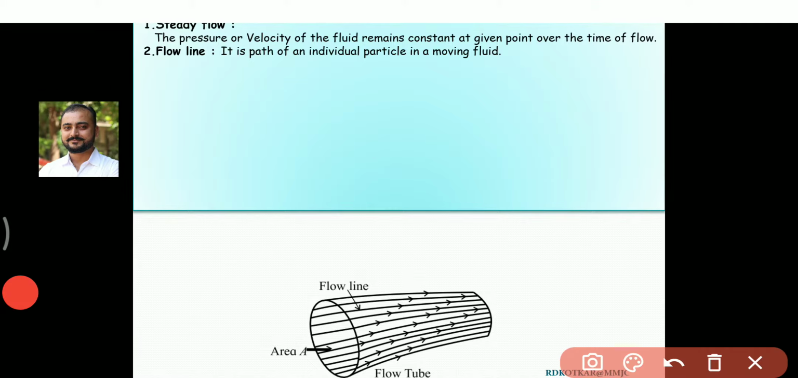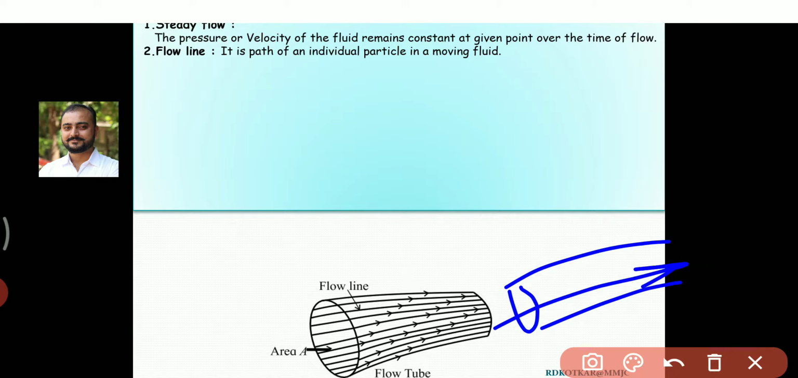If we consider this is the pipe through which the liquid is flowing, and let's suppose this liquid particle is moving like this through the tube. So what is the flow line? It is the path of an individual particle in a moving fluid. When the fluid is moving, the path followed by a single particle is called the flow line.